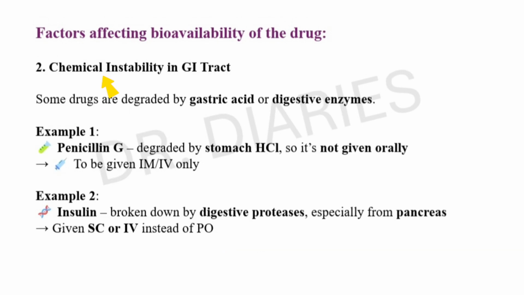2. Chemical instability in the GI tract. Some drugs are destroyed by the stomach acid or digestive enzymes before they can be absorbed. If the drug breaks down before absorption, less active drug reaches the blood. Examples, penicillin G, destroyed by gastric acid so it is not given orally. Insulin, broken down by digestive enzymes, must be given SC or IV.